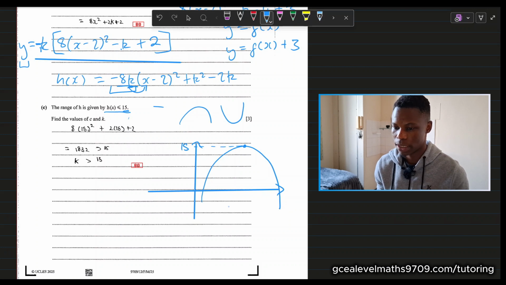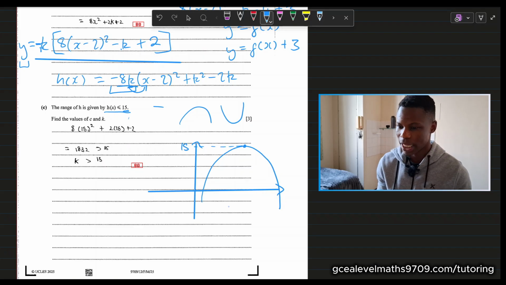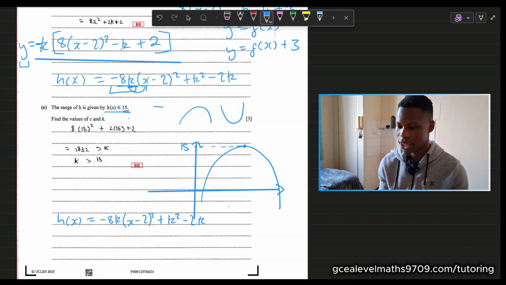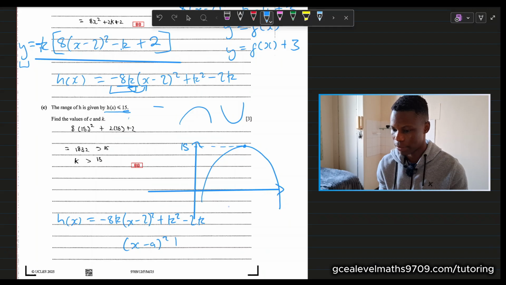And that helps us because if you notice h of x, let me rewrite h of x. It sort of looks like a completed square form, right? Our h of x, it's in the completed square form, x minus a squared plus b. So we can read off the coordinates of the turning point from h of x to b.